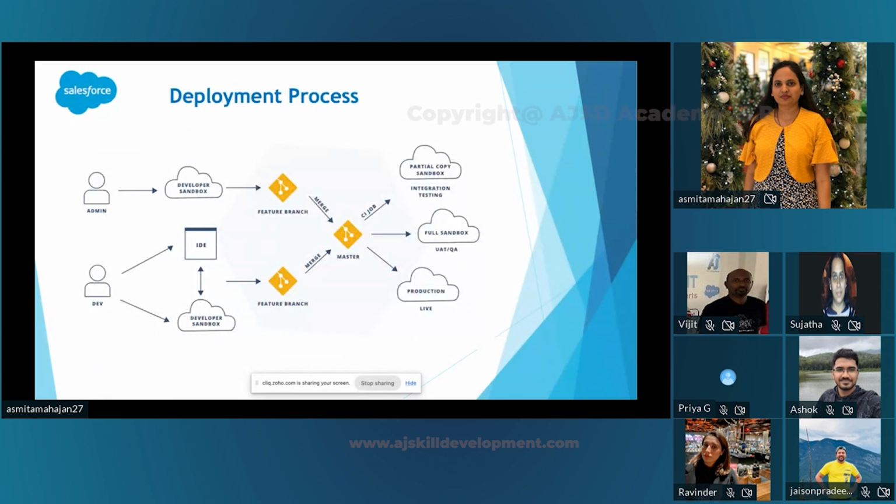Now we'll see how to do the deployment process through source control. How the deployment process works: admins and developers track changes to their Salesforce metadata and code. Then implement a source-driven master development model where all changes are managed in Git. From the master model, code will deploy to partial copy, full sandbox, and production.